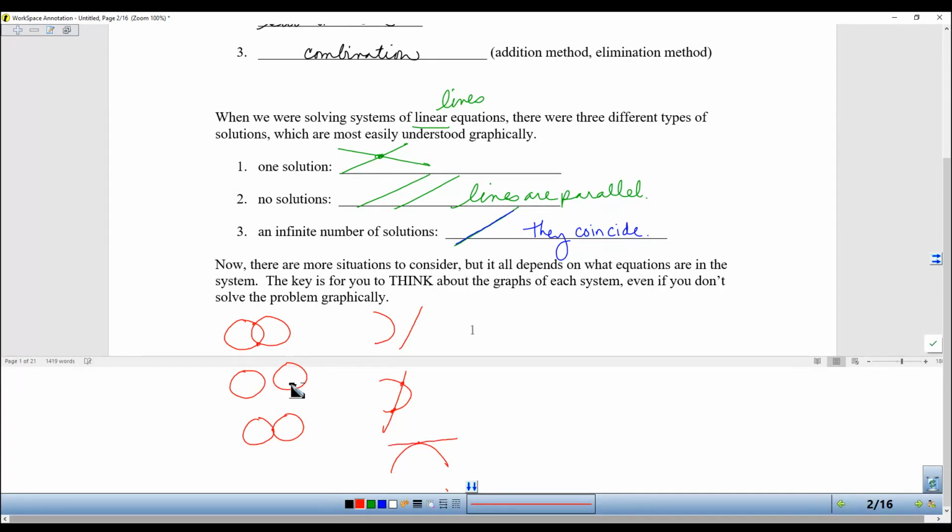Now these still have 0, 1, or 2 solutions, but what if you end up with a circle and a parabola? That could have 2, but it could have 4. So these problems are definitely going to get more complicated. 4 possible solutions. Or there's still the possibility that you have a circle and a parabola that don't intersect at all. So having a sense of the graph will be super important.